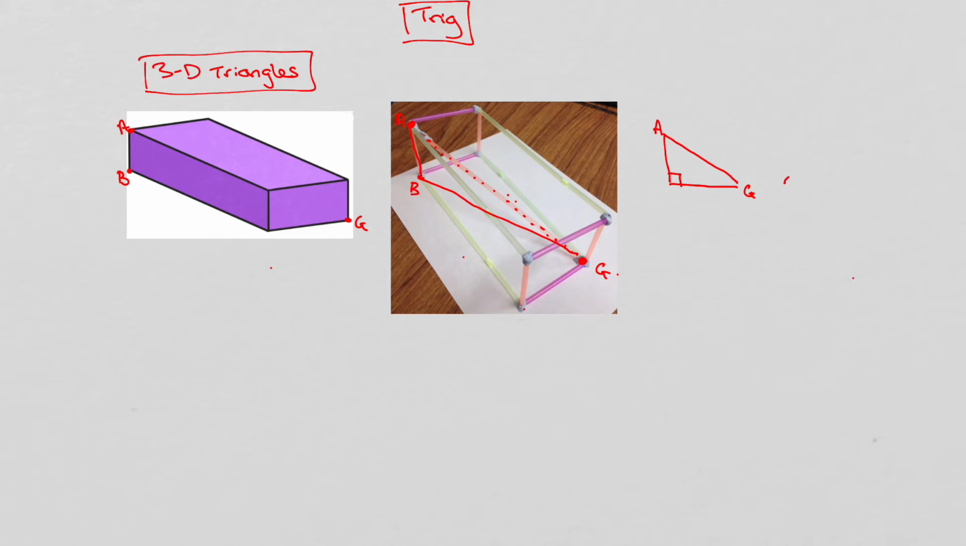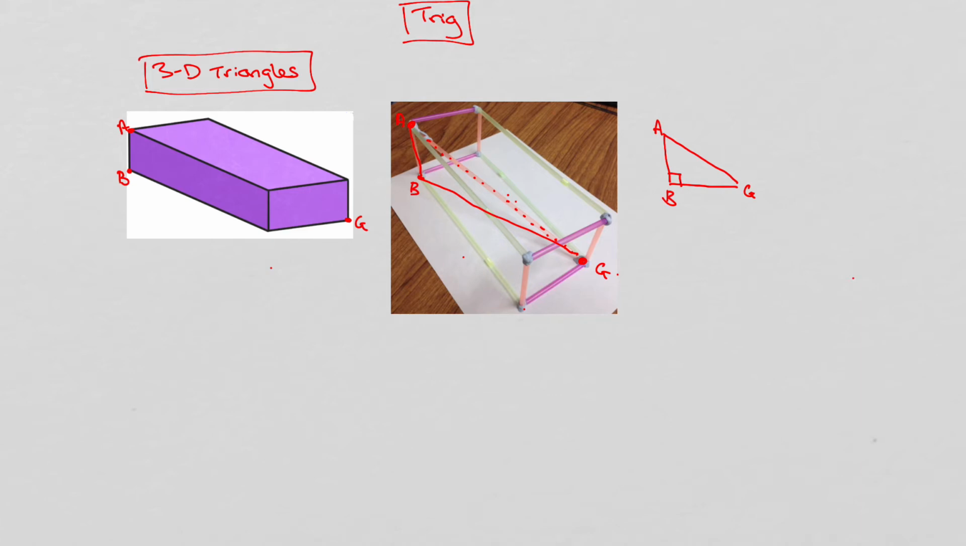Then we could use a bit of Pythagoras to work out what the length AG was. But of course we would have to know AB and BG as well. So we might need to do another bit of trigonometry looking at the base of the shape itself in order to get the base of this triangle from B to G.